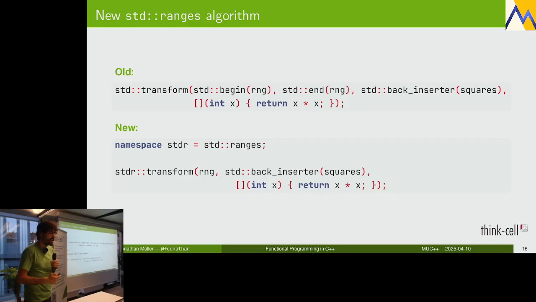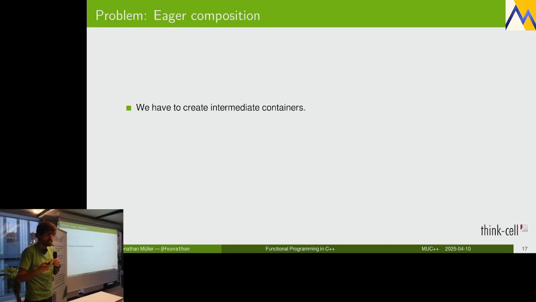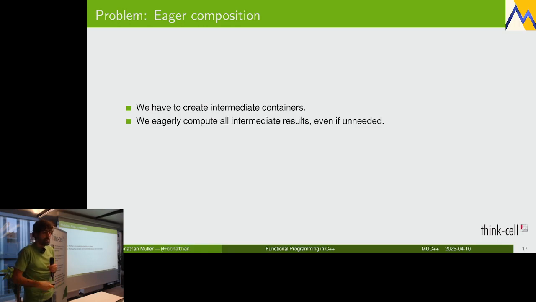Now, this is eager composition, and it isn't really nice, right? Because we have to create all these intermediate containers. We compute all the intermediate results, even if unneeded. Here we actually do need all the intermediate results, but in later problems, as we'll see, we can often skip many computations if we don't do it eagerly. And we still have state, right? We've got all these intermediate containers, and we have to do stuff in the correct order and so on.